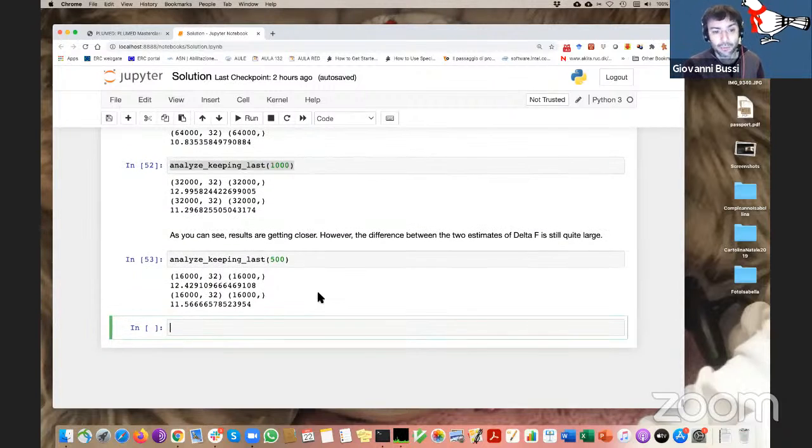Anyway, in this case, what we know is that one of the two simulations will overestimate the result, the other one will underestimate the result. So certainly combining them will give a result that is better than each of them individually. Okay, does it make sense? Yep.